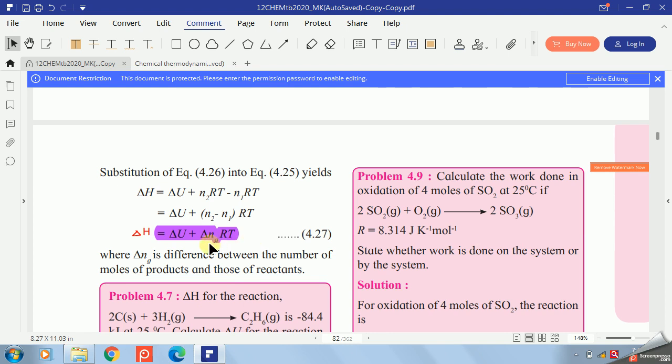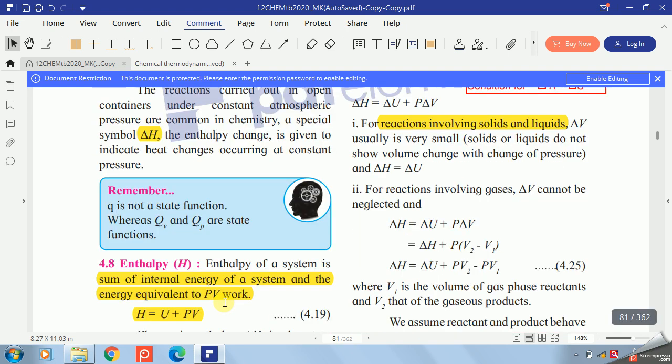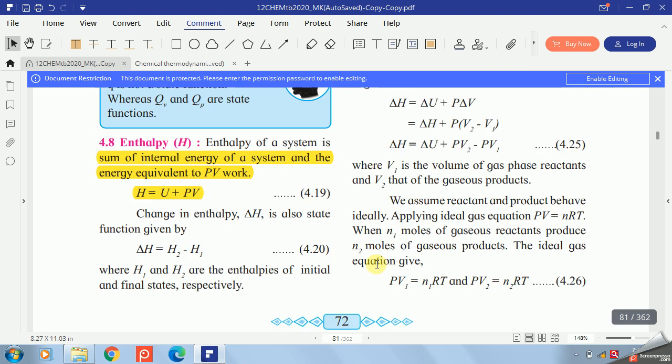So you have to derive this expression also. Which equation do you start from? This equation: delta H is equal to delta U plus P delta V. To derive delta H is equal to delta U plus delta Ng RT, don't prove delta H is equal to delta U plus P delta V. Okay.